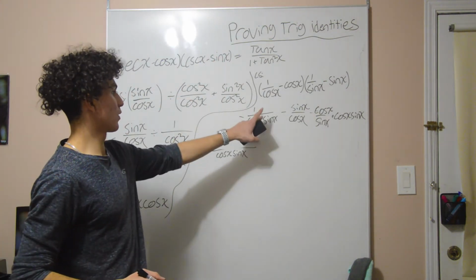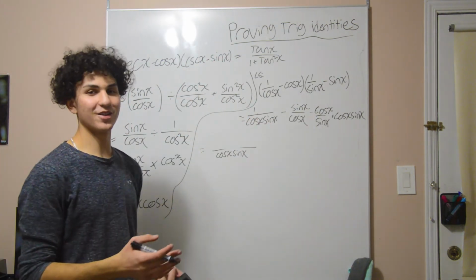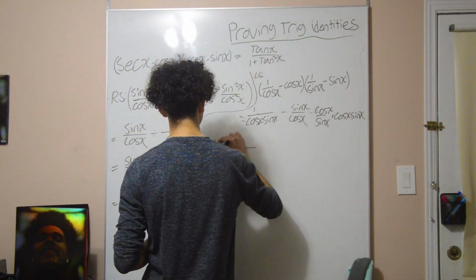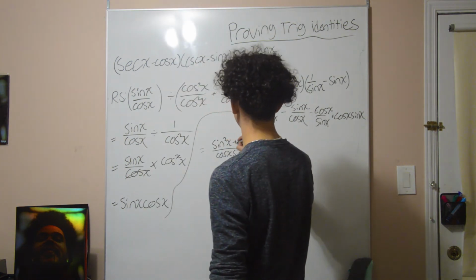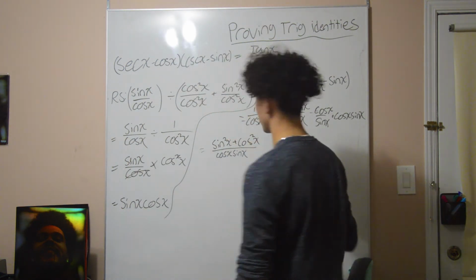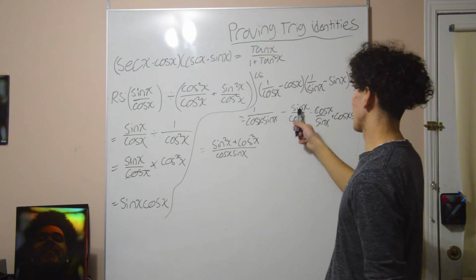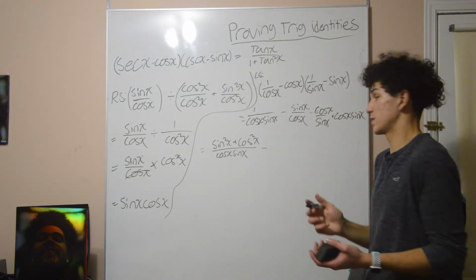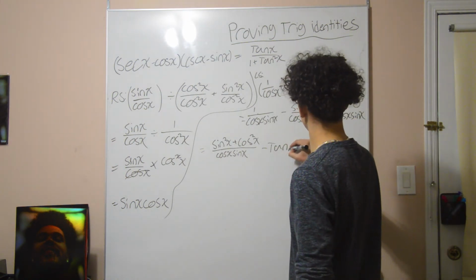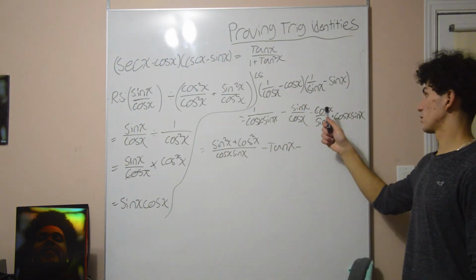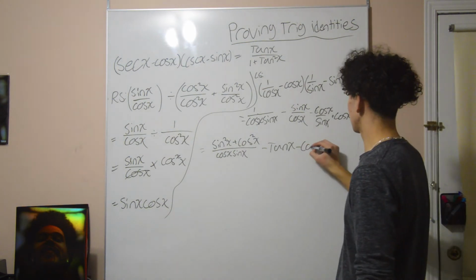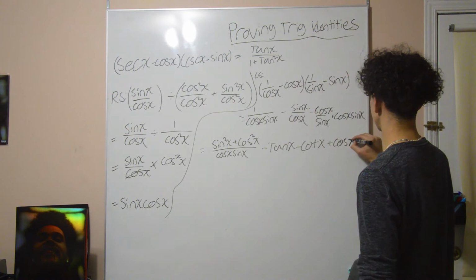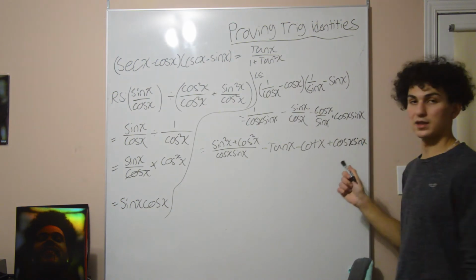So from here, this 1, like we've done in the last 2 questions, we're going to change it into sine squared x plus cos squared x, just like that. And now, sine x over cos x is the same as saying what? It's the same as saying tan of x. Cos x over sine x is the same as saying cotangent of x. And at the end here we have plus cos x sine x, just like that.